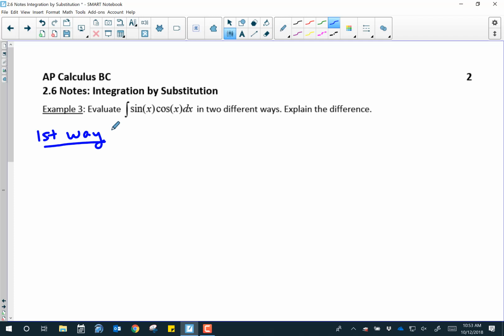The way that makes sense to me is the one where you don't get a negative. So u would be sine, so that your du would be the positive cosine. So the first way, we're going to let u be sine. du is cosine x dx. Don't forget that dx piece. Does everyone remember why the dx is there? Because technically it's du/dx, and then we bring the dx over. All right, so now we're going to substitute.